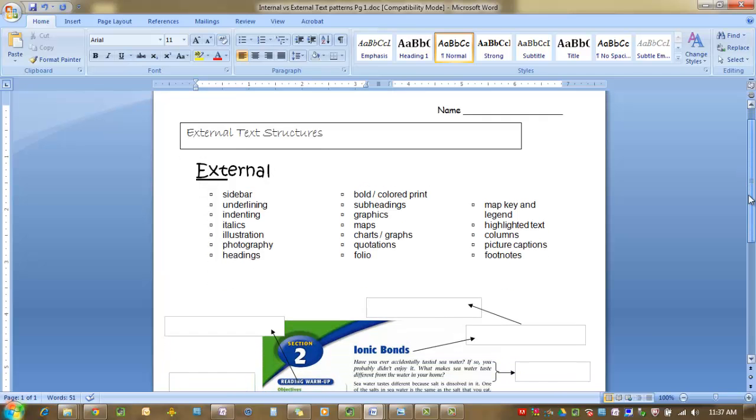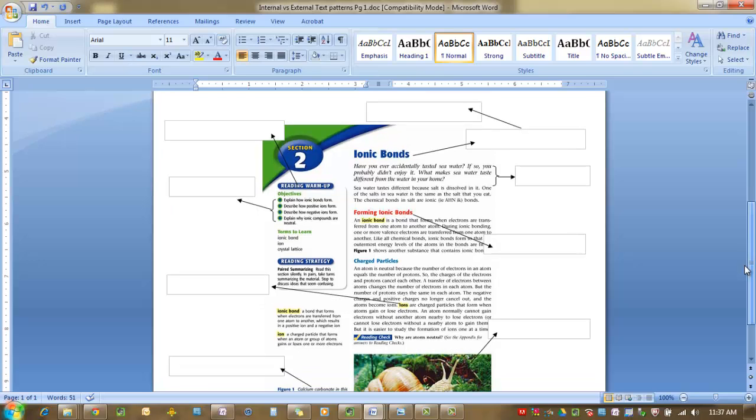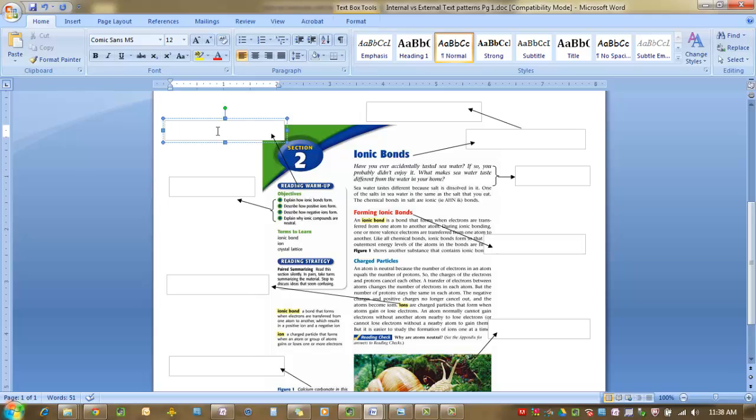But I'm actually going to go right through this ionic bonds page, and we're going to be filling it in as we go. And we're going to look at all the parts of the page. We're going to start right here on the left. This whole section is to the side, and it gives you kind of side information, and it's called a sidebar. It doesn't have to be on the side. It could be on the top or the bottom, but it's usually information that's not part of the main article, but it is related to the article.